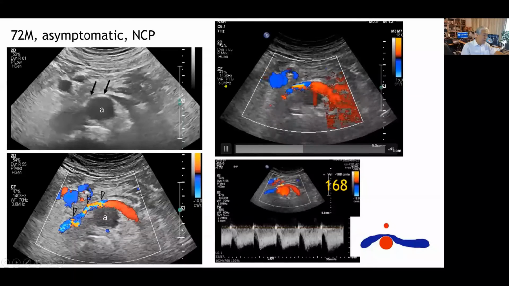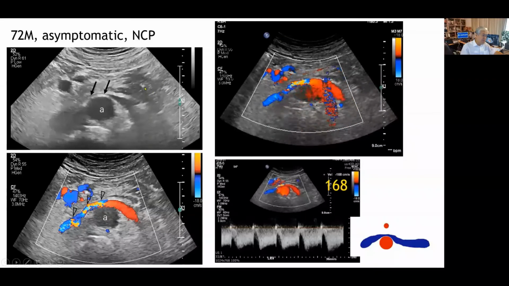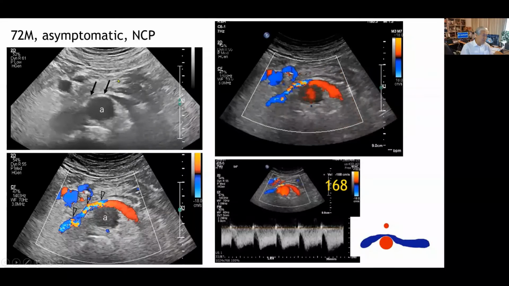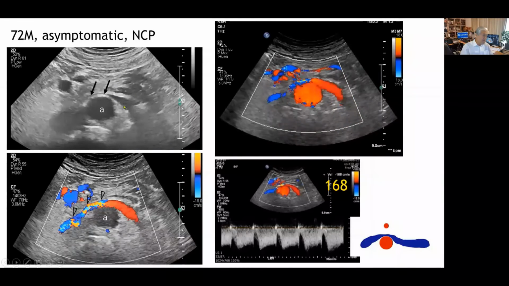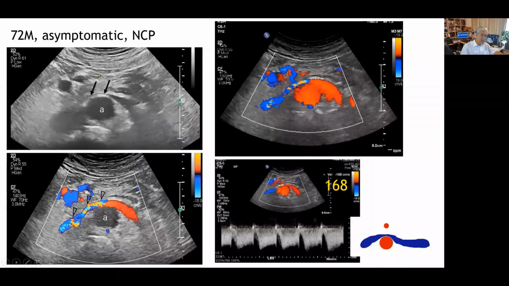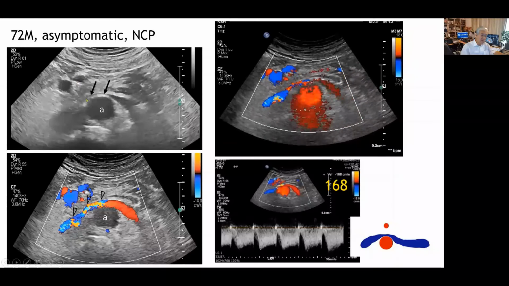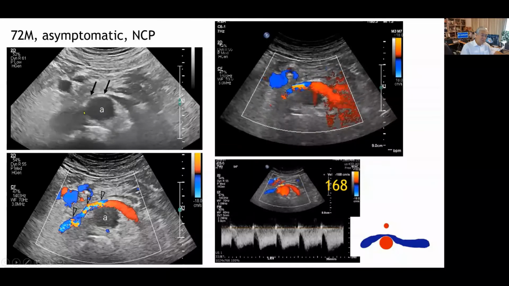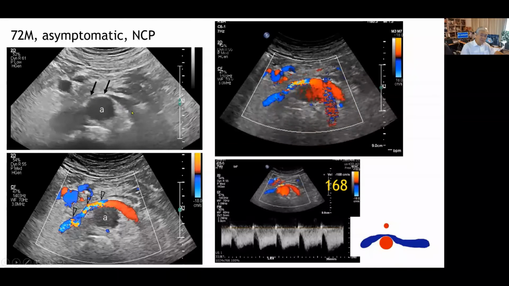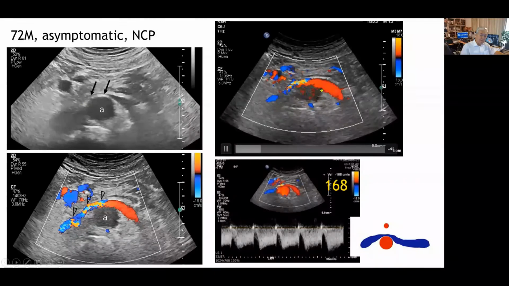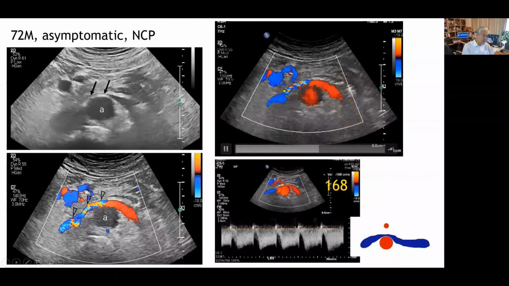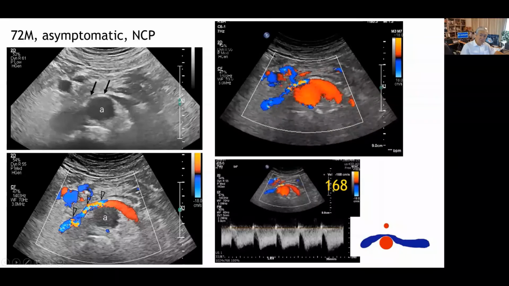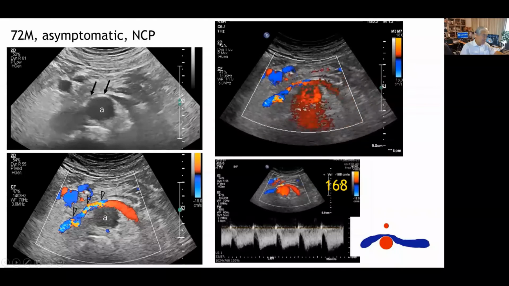Another pattern of left renal vein compression is like in this asymptomatic man with nutcracker phenomenon. In this patient, the space between the aorta and superior mesenteric artery is wide, and there is no compression by the right renal artery, but the left renal vein is stretched over the aorta like this schema. And the peak flow velocity was 168 centimeters per second.